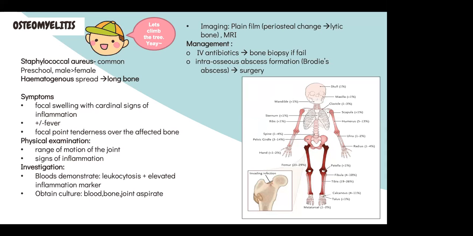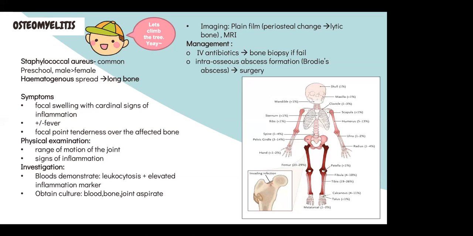It involves hematogenous spread, especially to the long bones. The symptom is focal swelling with cardinal signs of inflammation, with or without fever. Usually the child can point to the focal tenderness over the affected bone. On physical examination, there is a limited range of movement and signs of inflammation.